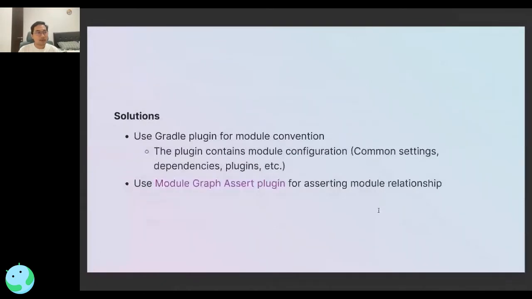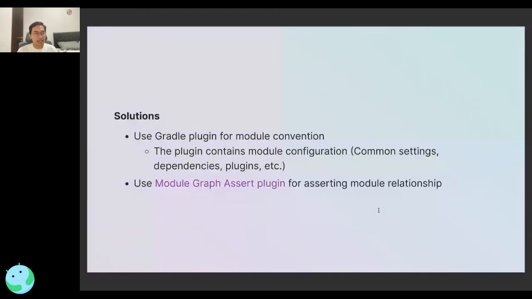We can, of course, do this manually by copy pasting the build.gradle configuration, but there is a better way by using a Gradle plugin. We can use Gradle plugin for storing our module convention. This is commonly called convention plugin. And the module itself contains module configuration like settings, dependencies, plugin, etc.